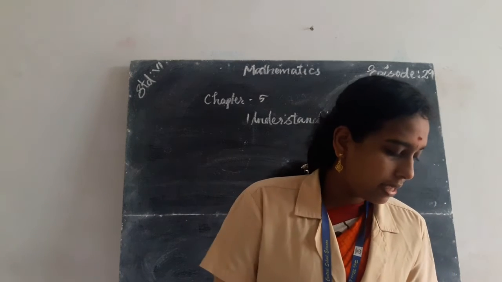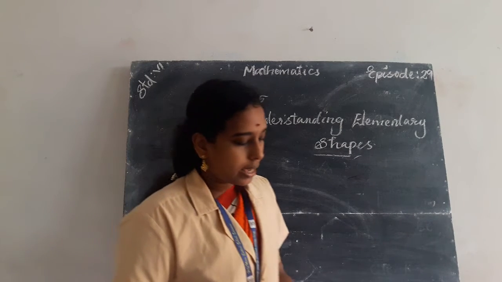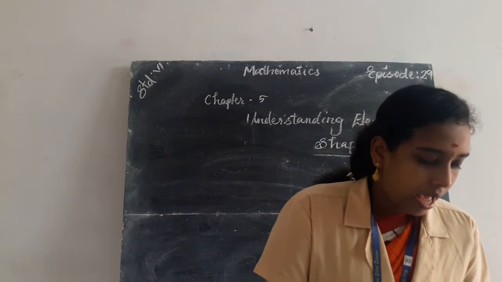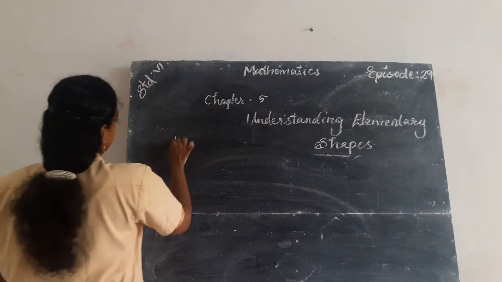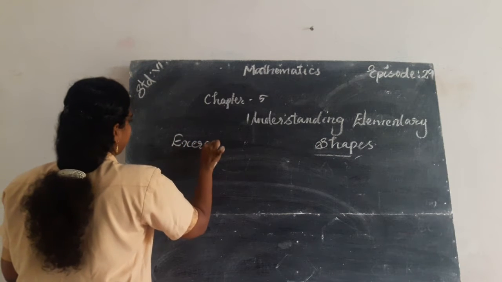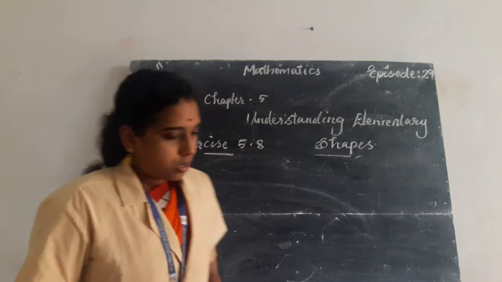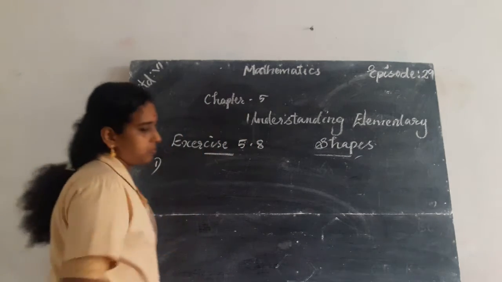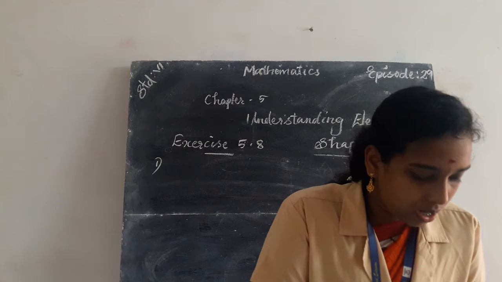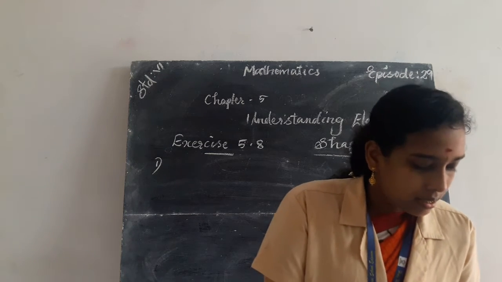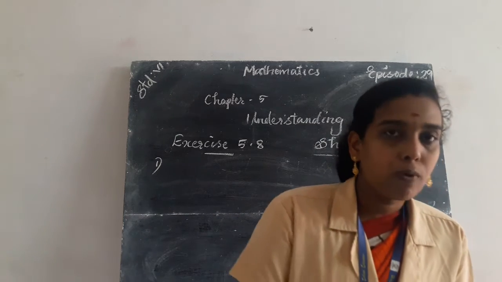Next, we are going to the exercise portion, exercise 5.8 in your textbook, page number 108. So take your textbook, page number 108, and the exercise is based on polygons. Okay. So exercise 5.8. First question. Examine whether the following are polygons. If any one among them is not, say why. Okay. So some figures are given below, and we want to identify which of them are polygons or not.